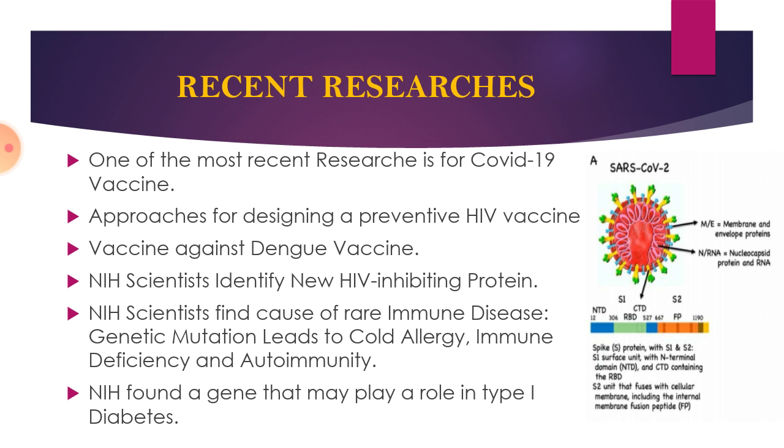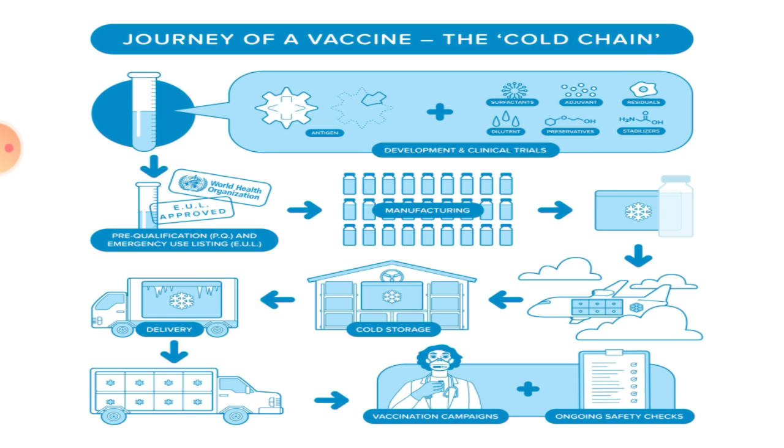Approaches for designing a preventive HIV vaccine against dengue. NIH scientists identify new HIV-inhibiting proteins. NIH scientists find the cause of rare immune diseases, where a genetic mutation leads to cold allergy, immune deficiency, and autoimmunity. NIH also found a gene that may play a role in type 1 diabetes. This shows the journey of a vaccine, or we can say the cold chain.